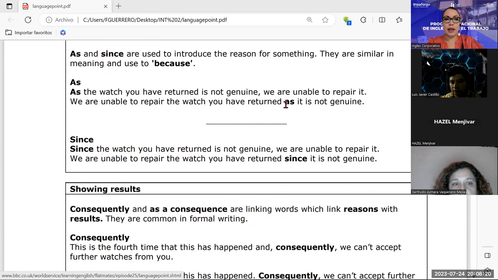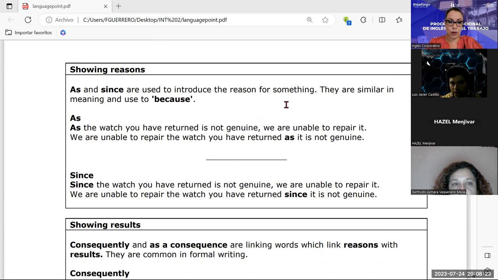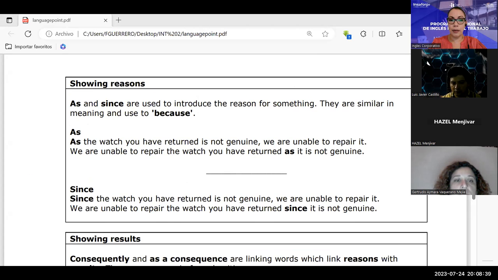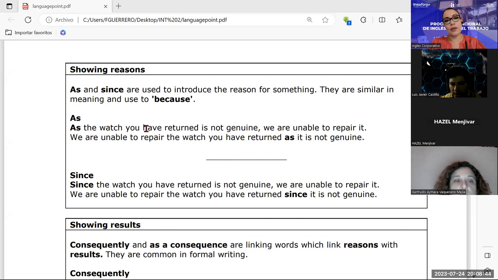And then we have the connectors to show reason. To show reason, we can use as and since. As and since are used to introduce the reason for something. They are similar in meaning to because. For example, using as: As the watch you have returned is not genuine, we are unable to repair it. Or: We are unable to repair the watch you have returned as it is not genuine.